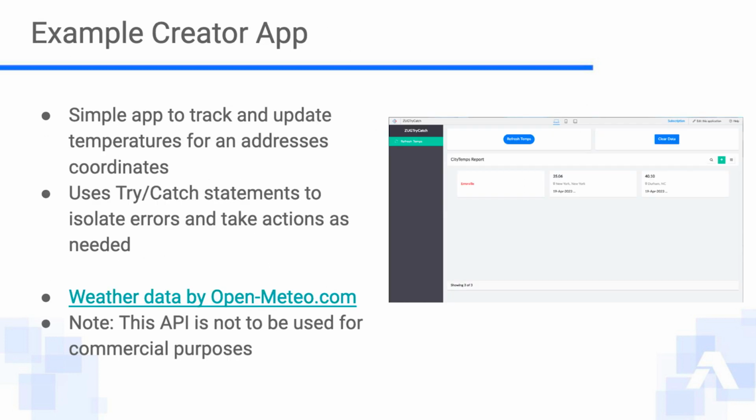All right, so now to the fun part. I put together a very simple, over-engineered example of a creator app. It's basically going to track the current temperatures for certain cities. Something that you could run on a cron job or a scheduled job, or in this case, we're just going to push a button and update it.